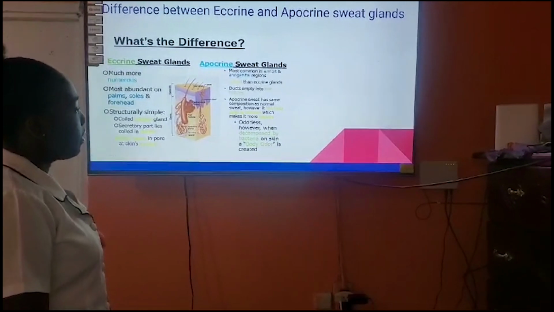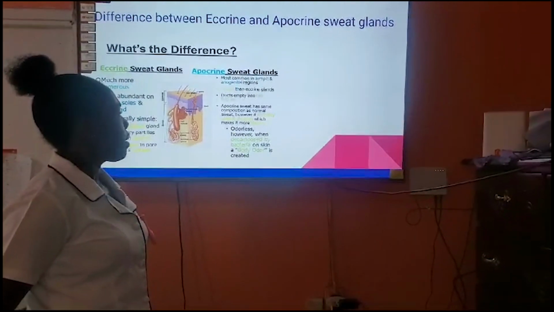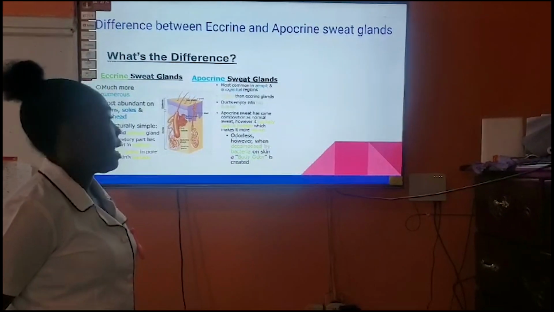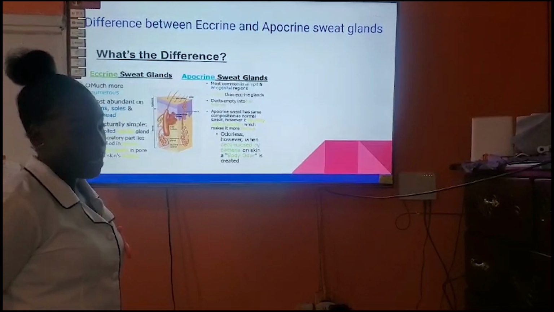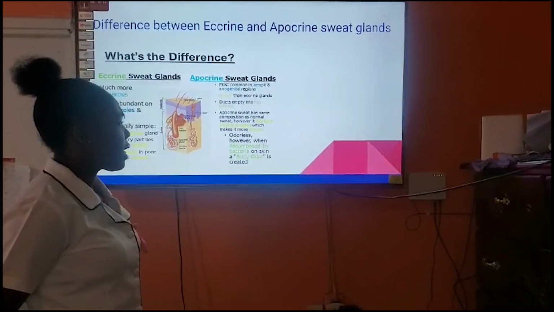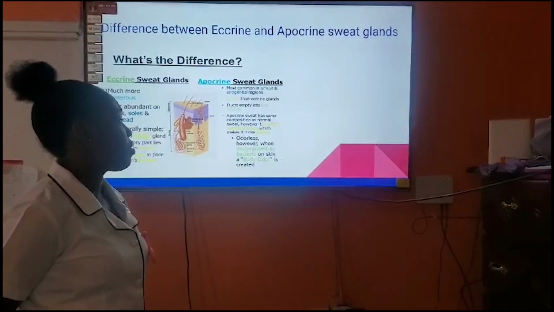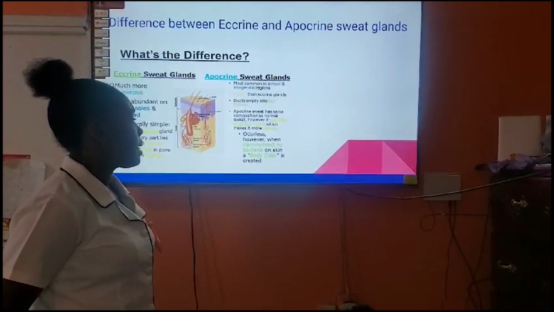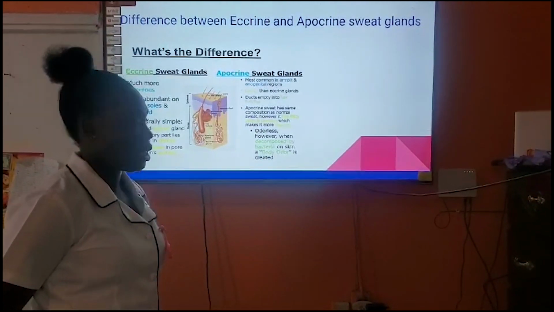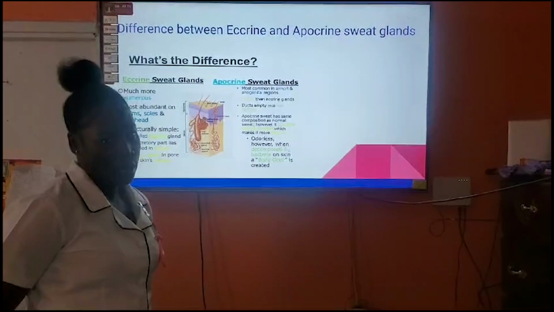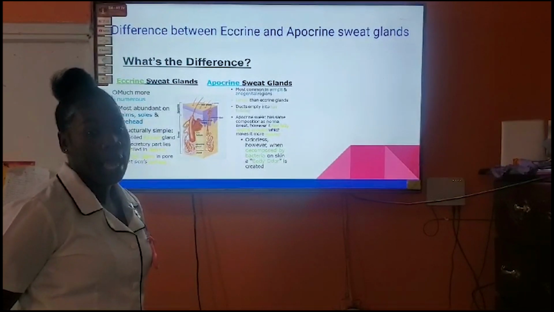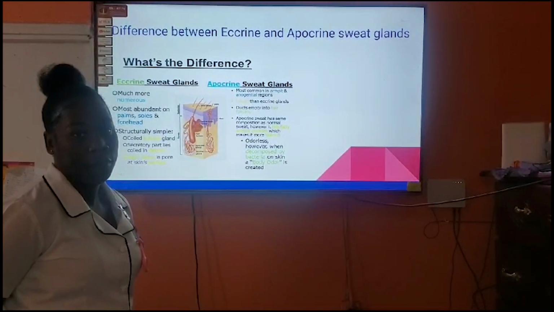Now, apocrine sweat glands. Apocrine sweat glands are most common in the armpit and anogenital region. They are larger than eccrine sweat glands. Their ducts empty into hair follicles. Apocrine sweat has the same composition as normal sweat. However, it has fatty acid and protein, which make it more viscous. Apocrine sweat is odorless. However, when decomposed by bacteria on the skin, it produces an odor.